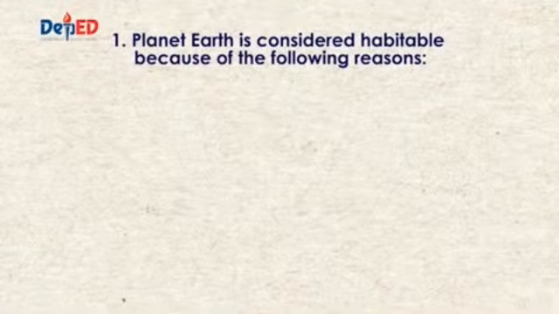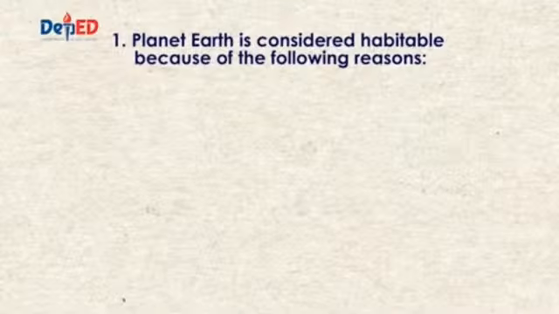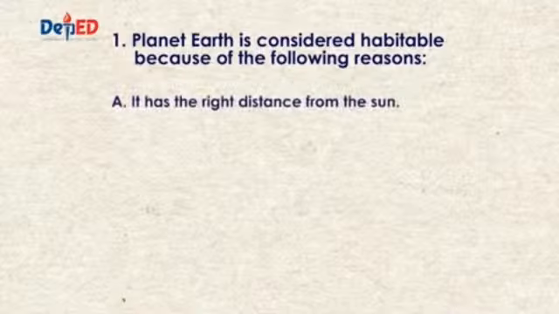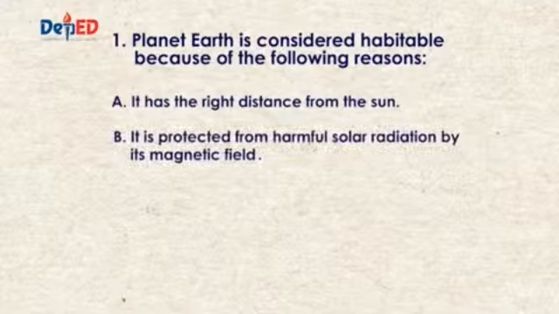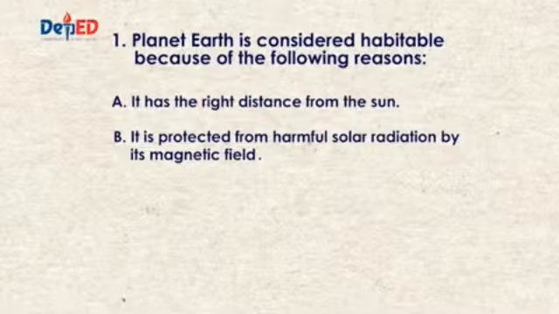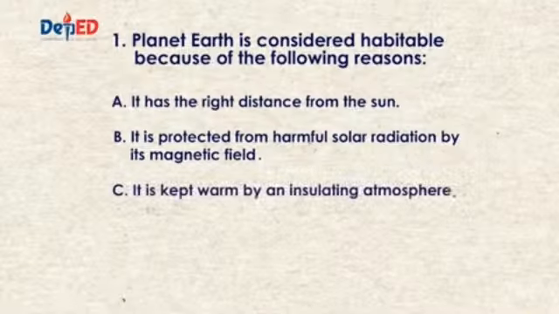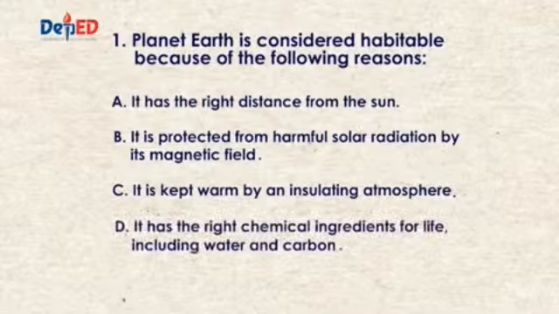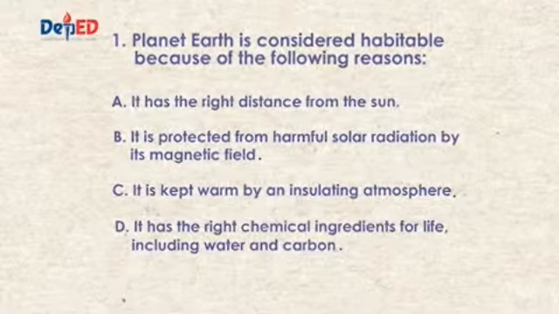Here is a recap. 1. Planet Earth is considered habitable because of the following reasons. It has the right distance from the Sun. It is protected from harmful solar radiation by its magnetic field. It is kept warm by an insulating atmosphere. And it has the essential components for life, including water and carbon.